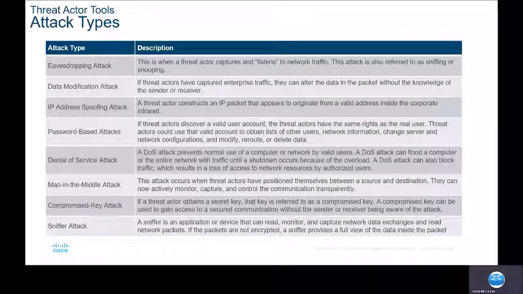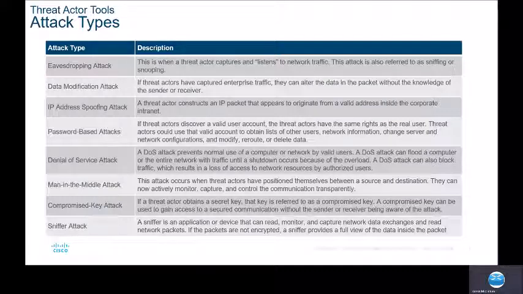Denial of service attacks prevent normal use of a computer or network by valid users. A DOS attack can flood a computer or entire network with traffic until a shutdown occurs because of the overload. A DOS attack can also block traffic, which results in loss of access to network resources by, again, authorized users.